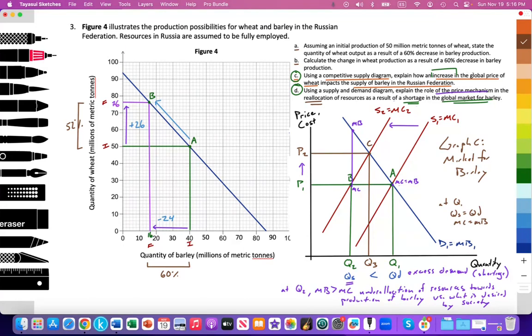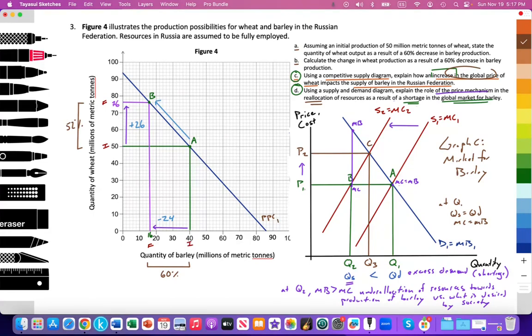Due to an increase in the price of wheat, as stated in question C, farmers will allocate more resources towards wheat production, which we can see in the PPC model, PPC1, where they're going to increase wheat production from 50 million metric tons to 76 million metric tons. That will cause them to reallocate resources away from barley production, decreasing barley production by 24 million metric tons, going from 60 million to 40 million. That decrease in barley production is illustrated by a decrease in the supply curve. That's a non-price determinant, competitive supply: how wheat and barley both compete for land, capital, and labor resources. So supply shifts in from S1 to S2.